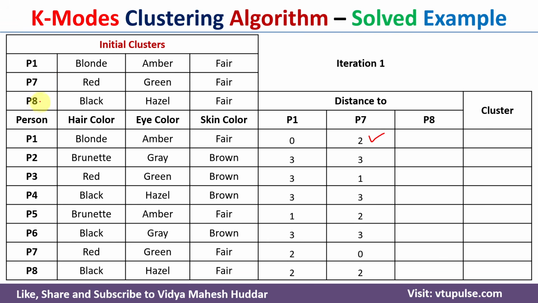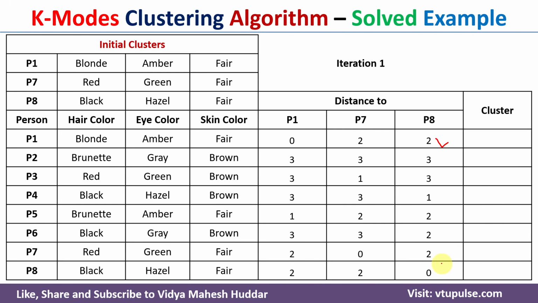Next, I will consider the third initial cluster, that is P8. First, we will compare P8 with P1. Here it is black, blonde, dissimilarity. Hazel, amber, dissimilarity. And here it is fair and fair. So we have two dissimilarities, that is what I have written here. Similarly, we have found the dissimilarities.